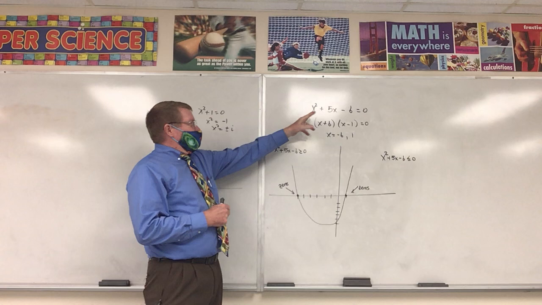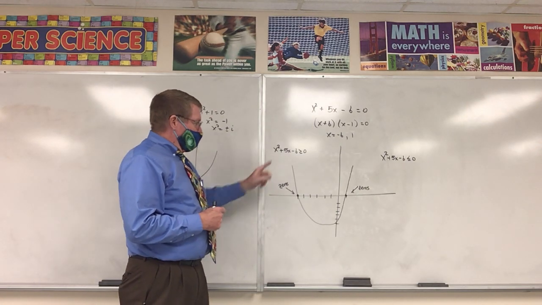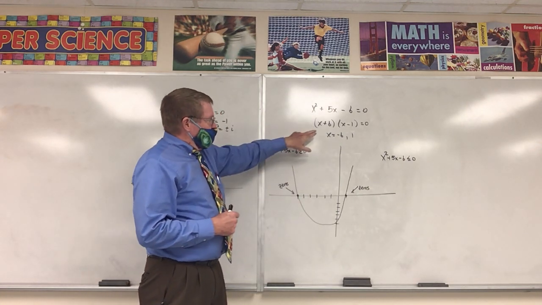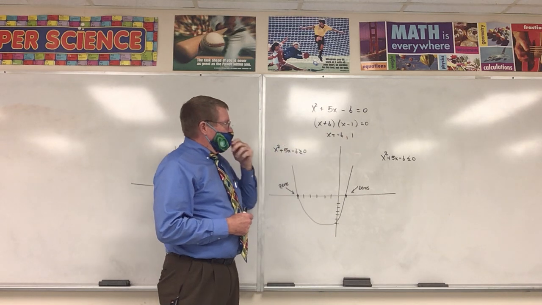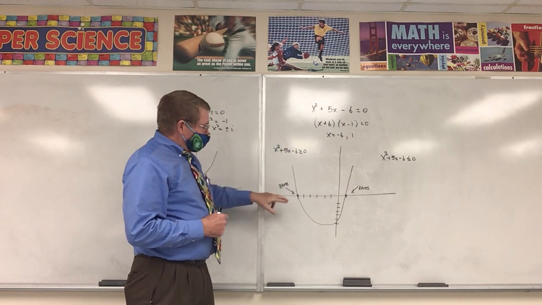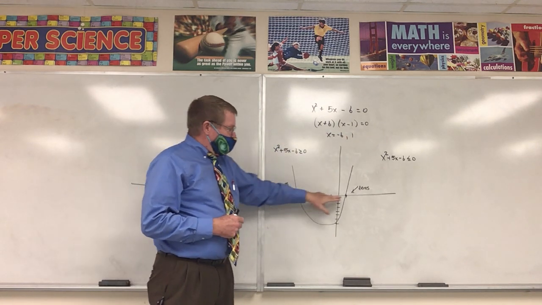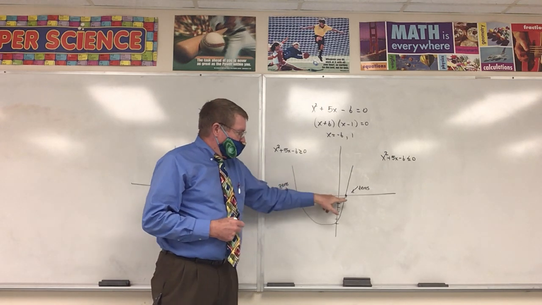So here's x squared plus 5x minus 6 equals 0. And here's my graph, and my x equals negative 6 and 1. And so you can see where it crosses the x-axis at negative 6 and 1.